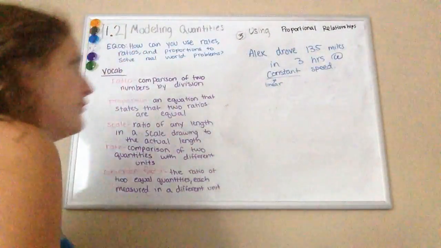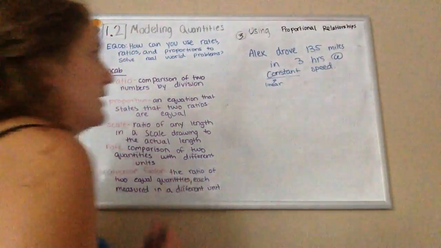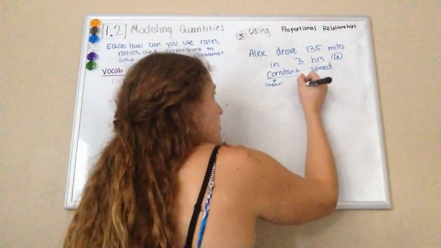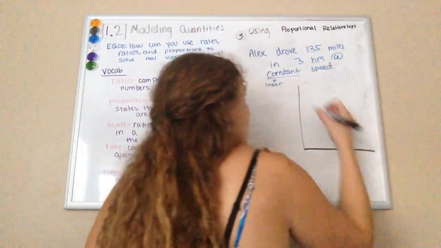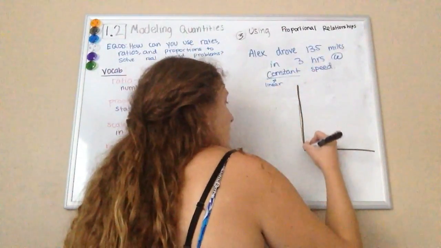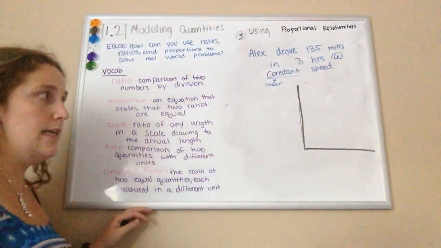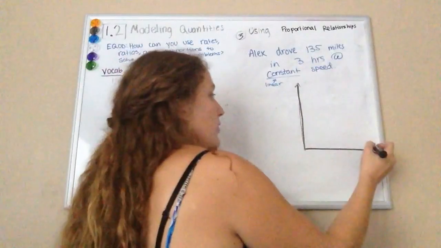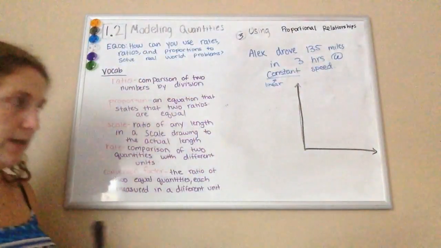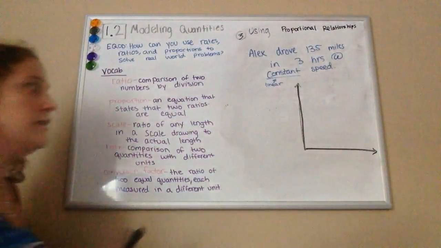He drove 135 miles in 3 hours at constant speed. And what we're going to do is we are going to graph it. Okay? We are going to graph this. But the only way that we can graph it is if we find out what that constant speed is. So let's do that first, finding out the constant speed. We're going to do that using proportions.